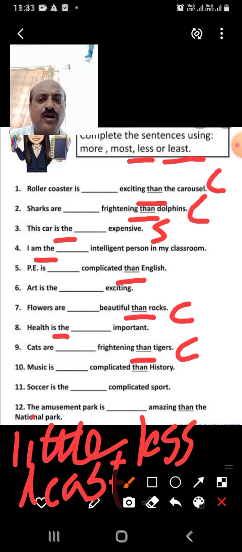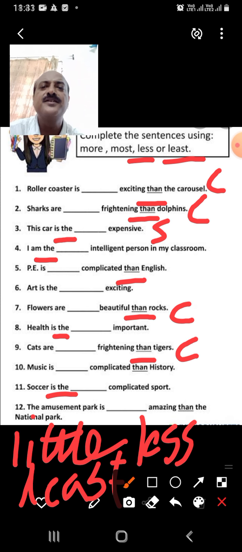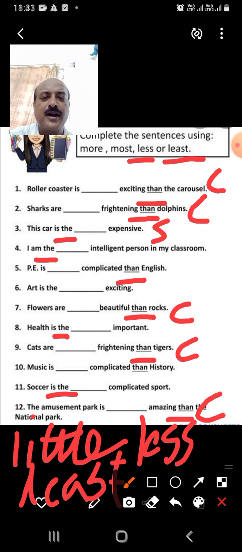Music is dash complicated than history. Music is more complicated than history or less complicated than history. Soccer is the, so out here the, so this is superlative. Soccer is the most complicated sport. Soccer means football. So in British English we say football, in American English we say soccer. The amusement park is dash amazing than the national park. Again out here than. So with than we use comparative. The amusement park is more amazing or less amazing than the national park.